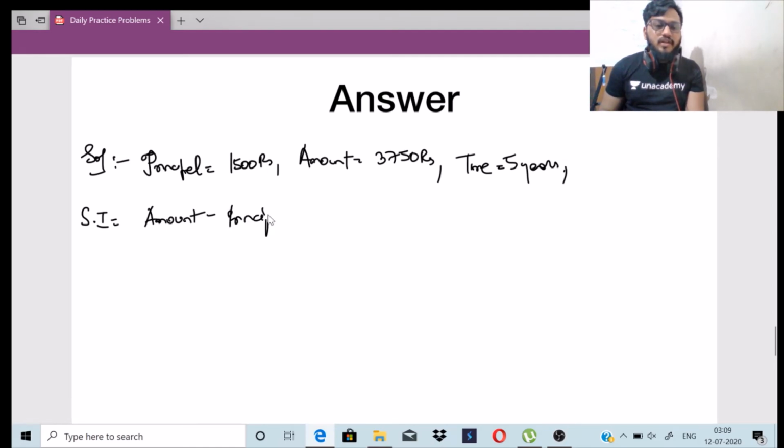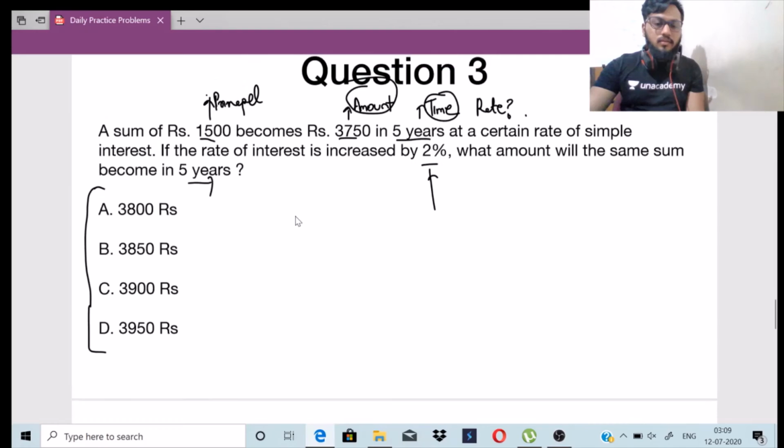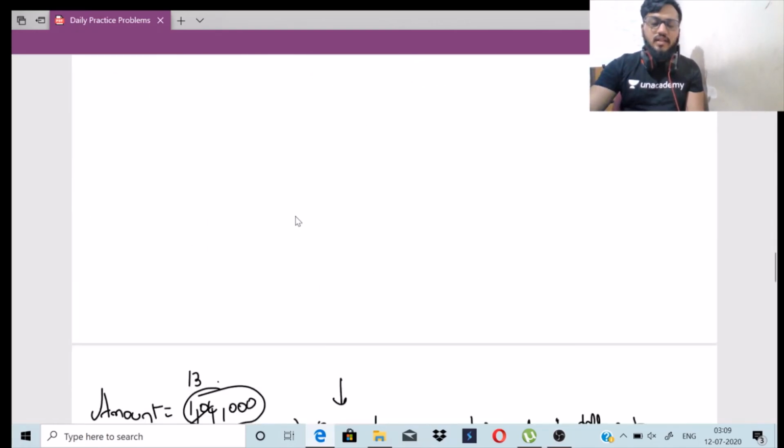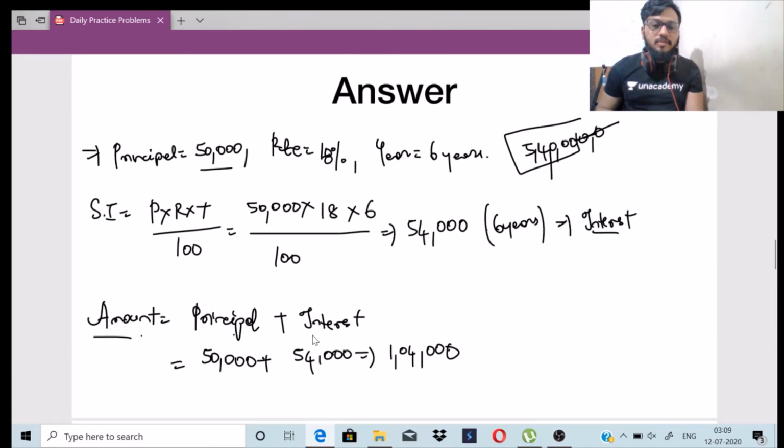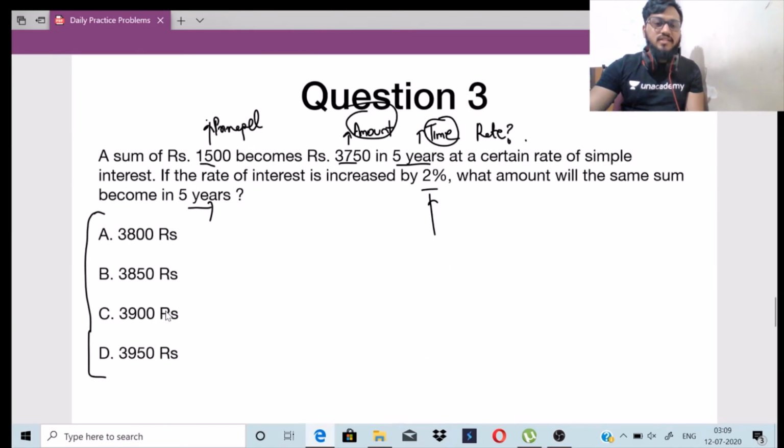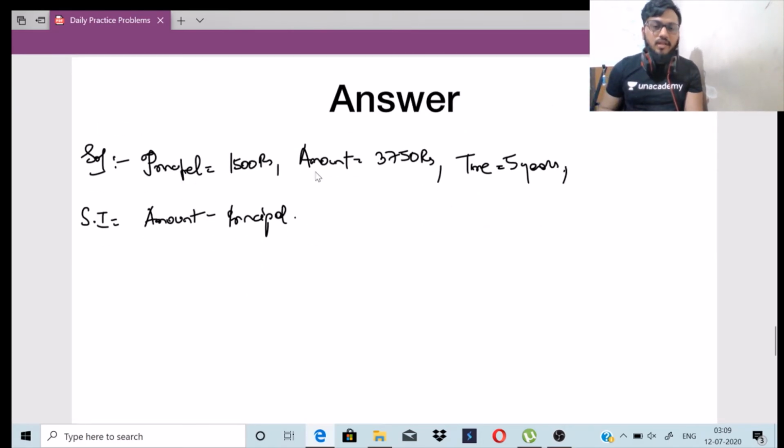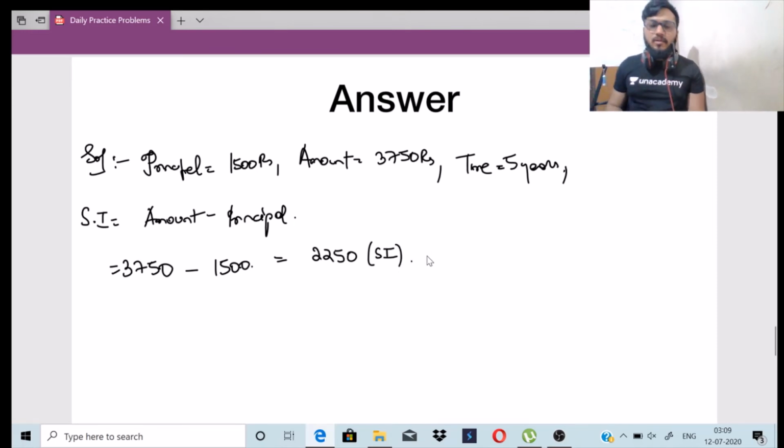right? We did one problem similarly here. You can see in this problem amount is equal to principal plus interest. So if I need the interest, what is it? Amount minus principal. What is the amount? Amount is 3750 minus 1500, this will be 2250, which is nothing but my simple interest.